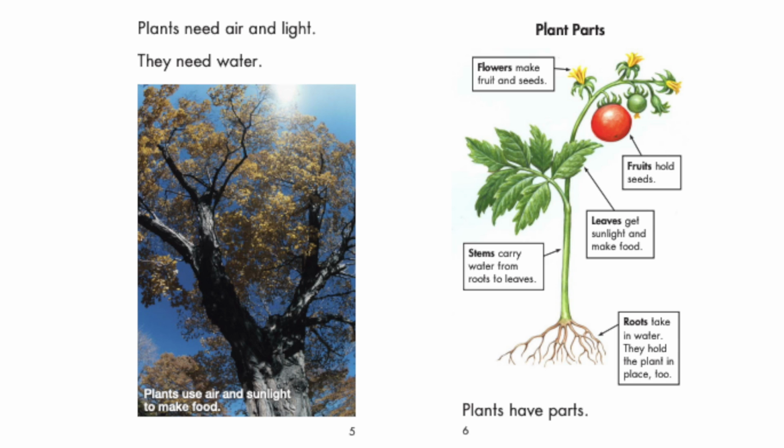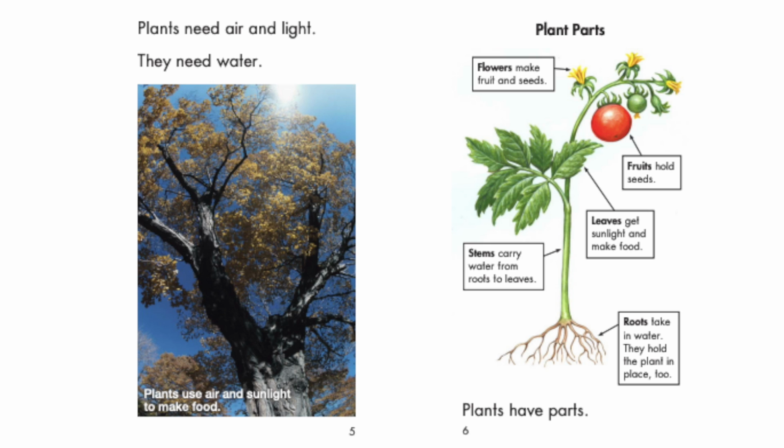Let's start at the bottom. At the bottom of plants are roots. Roots take in water. They hold the plant in place too. After water goes in through the roots, the middle part of the plant is called a stem. Stems carry water from roots to leaves. Do you see the leaves in this diagram? Leaves get sunlight and make food.